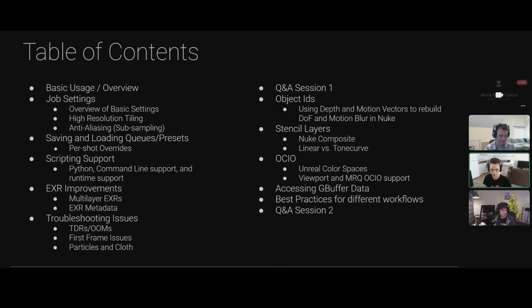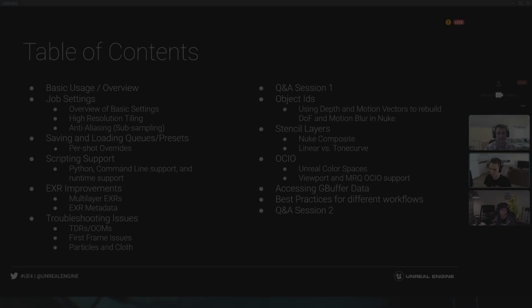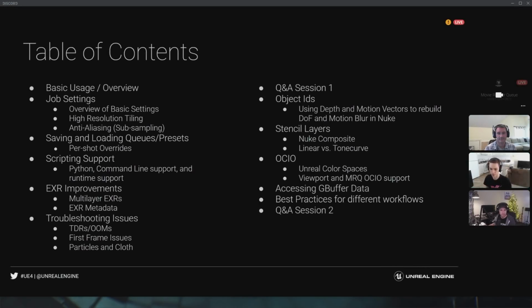Okay, so this is the table of contents. We have quite a bit of content to go over today. So we've actually broken it into kind of two parts. The first half of this presentation will be new things that we've added that kind of apply to all users, improvements. And then the second half is going to be more of the kind of post-production workflows that you may be able to do now with the new movie render queue.